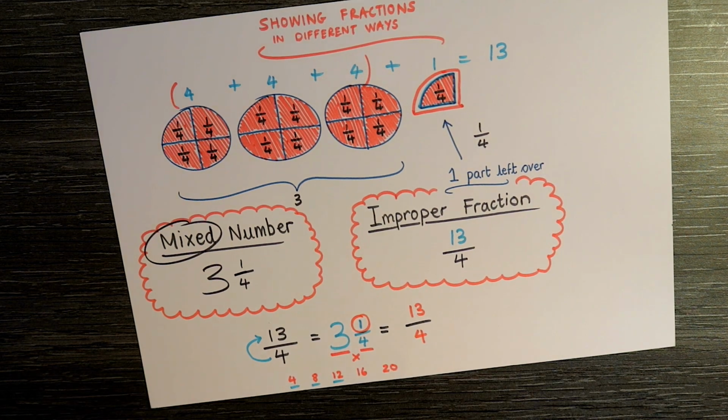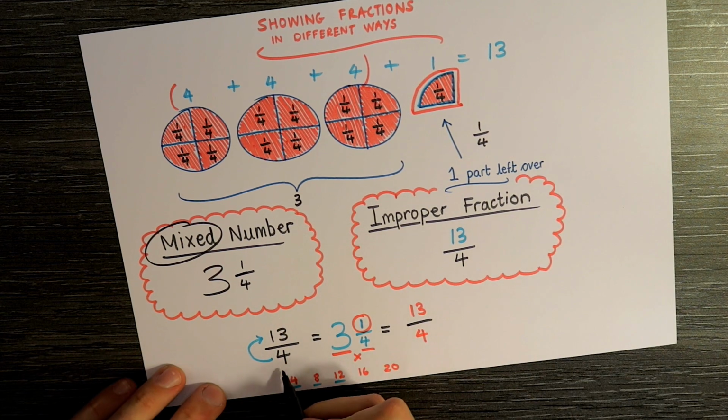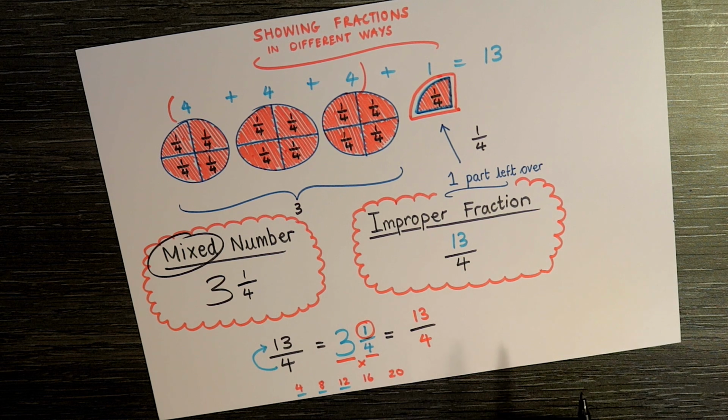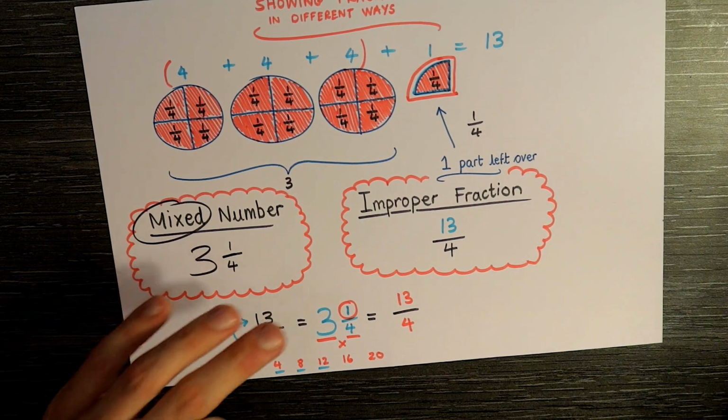Do you notice that the denominator stays the same? The denominator is always 4, because I'm not actually changing how many pieces I've got altogether, how many pieces it's split into. It's always out of 4. I'm just changing the way I write it. So let's take this one step further.